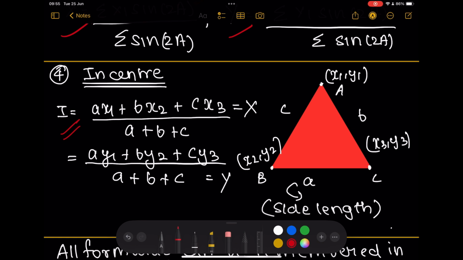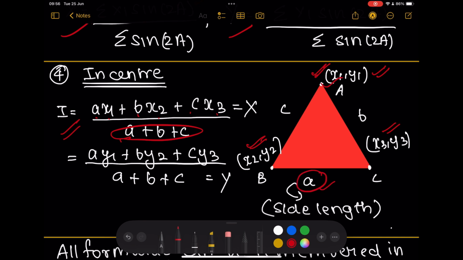The formula is, suppose you have a triangle having vertices (x1, y1), (x2, y2), and (x3, y3). Then your incenter x coordinate will be given as a times x1 plus b times x2 plus c times x3, divided by a plus b plus c. What are a, b, c? They are the lengths of the sides opposite to the vertices. For example, if you are taking x1, you go to the side opposite to this vertex, it is BC. The BC side length will be a.